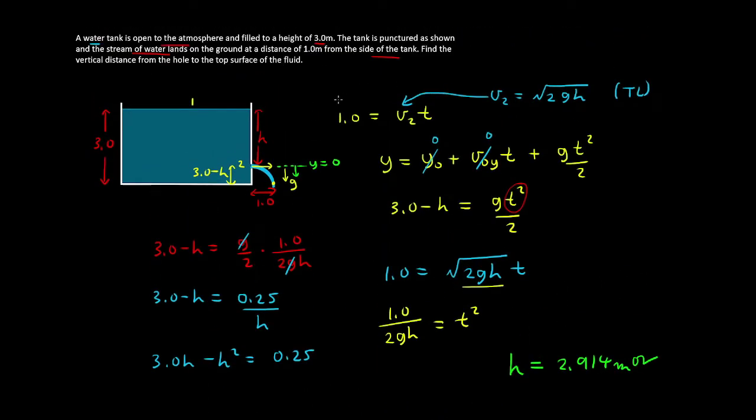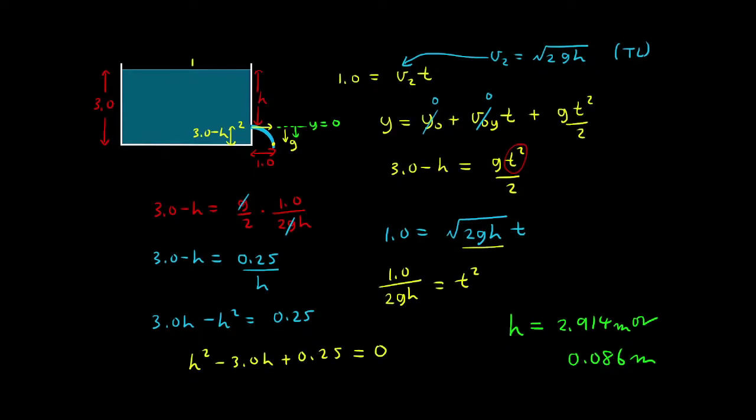And if we look at the significant figures in our problem, we have two significant figures for the height of the fluid and the distance from the tank. So we'll take two significant figures in our result, so that will be h is equal to 2.9 meters, or h is equal to 0.086. So this here is our result.